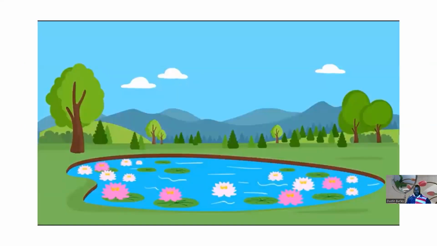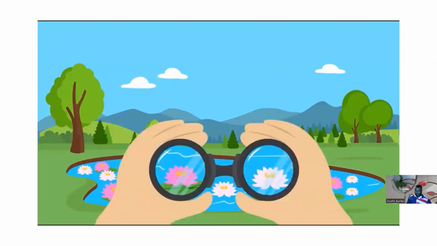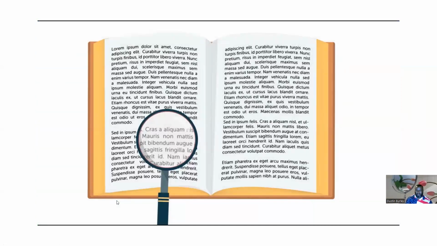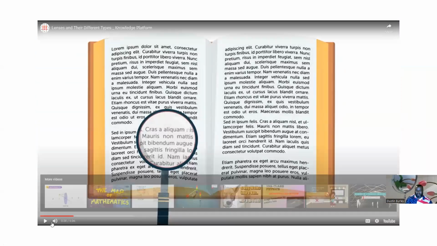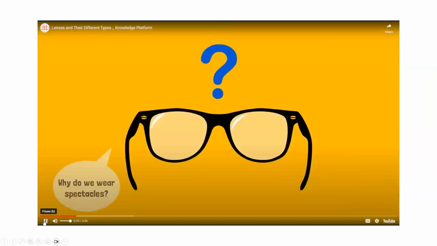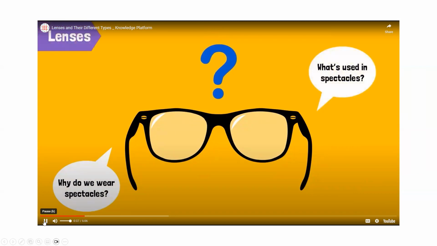Have you ever wondered why objects that are far away appear close to us when viewed through binoculars? What are the two transparent materials in front of the binoculars that make those objects appear near? And what is the object that we use to see tiny things or to read small text? Or why do we wear spectacles? What's used in the spectacles? To answer these questions, we need to know about lenses.